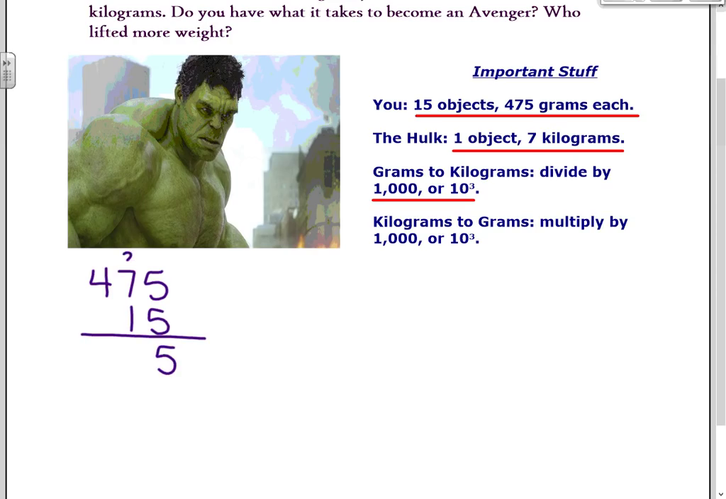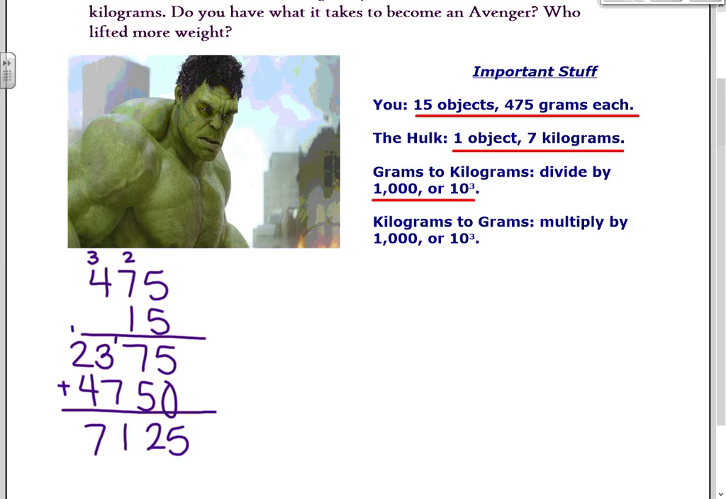So we have 5, carry the 2, 35 plus 2 is 7, carry the 3, 20 plus 3 is 23. Bring down a 0. We have 5, 7, 4. Add them, and we have 7,125 grams. Oops, my fault, not ounces, grams. We were doing ounces before. And how many kilograms is that equal to?